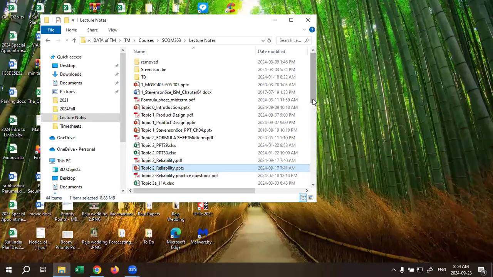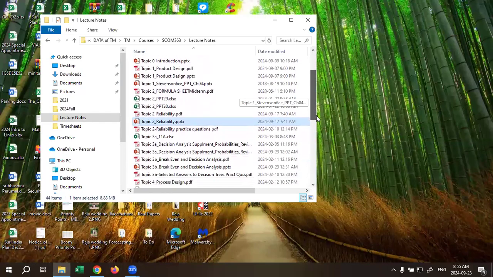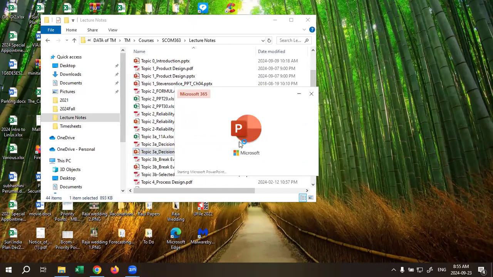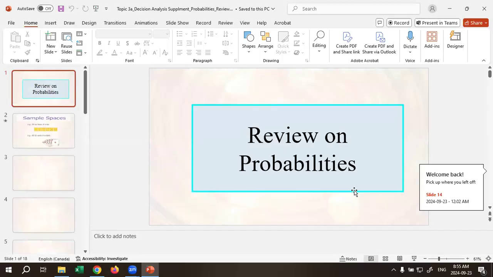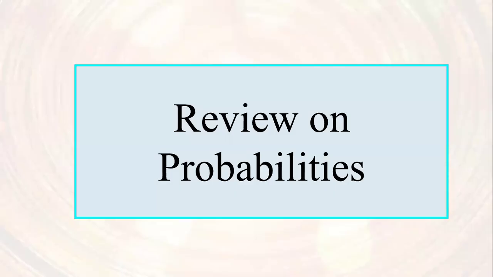So I'm going to go to the next lecture here, which is decision analysis. Before that, we want to look at the review of probabilities. So basically, you have the knowledge, which is posterior probabilities. A priori probabilities are what you already know beforehand, before even conducting the experiment, you already know what will happen. That is a priori probabilities.